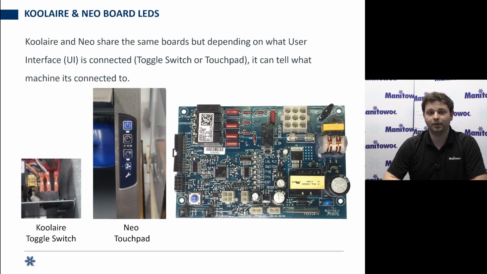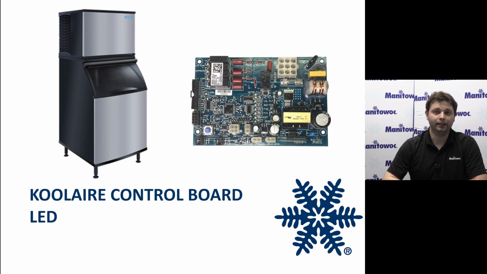The biggest thing to remember is how this board tells these machines apart. The way it tells is what UI system, the user interface system, is connected. So if it has a toggle switch from a Koolair, it knows that it is attached to a Koolair. And if it has the touchpad from a NEO, it is attached to a NEO. So that's just something to keep in mind when we're going through. But in general, they're pretty similar as far as LEDs, just some minor program differences. So we're going to start with Koolair and the LEDs there.